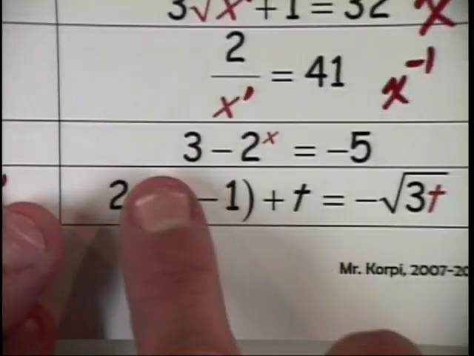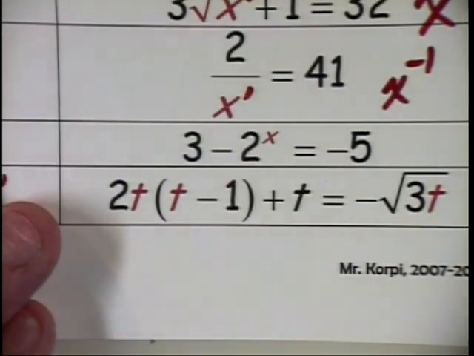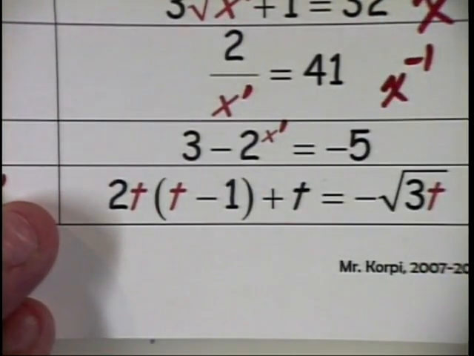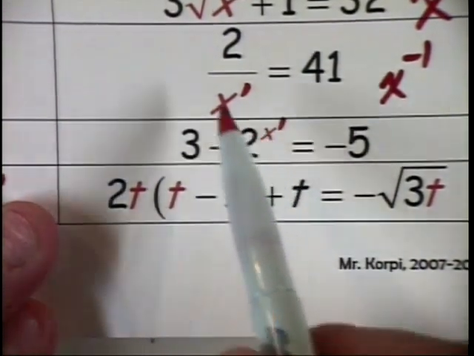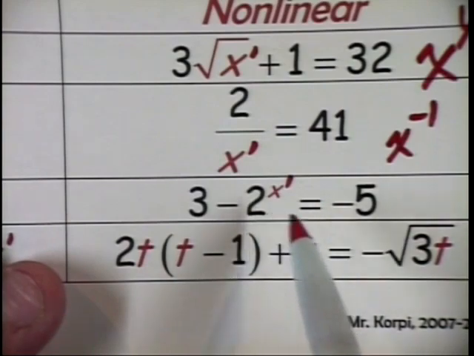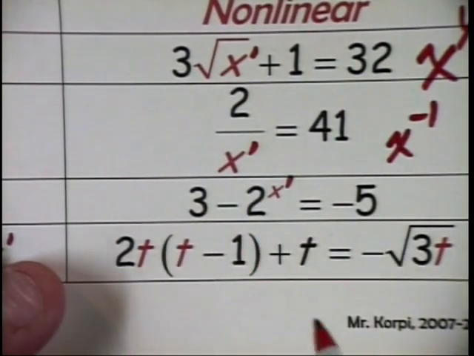Here's another case, 3 minus 2 raised to the x power. Well, again, it looks like the exponent on the x is a 1, and it is. But x is not our variable on the ground floor anymore. X is in the exponent. And so this would be an exponential equation, not a linear.